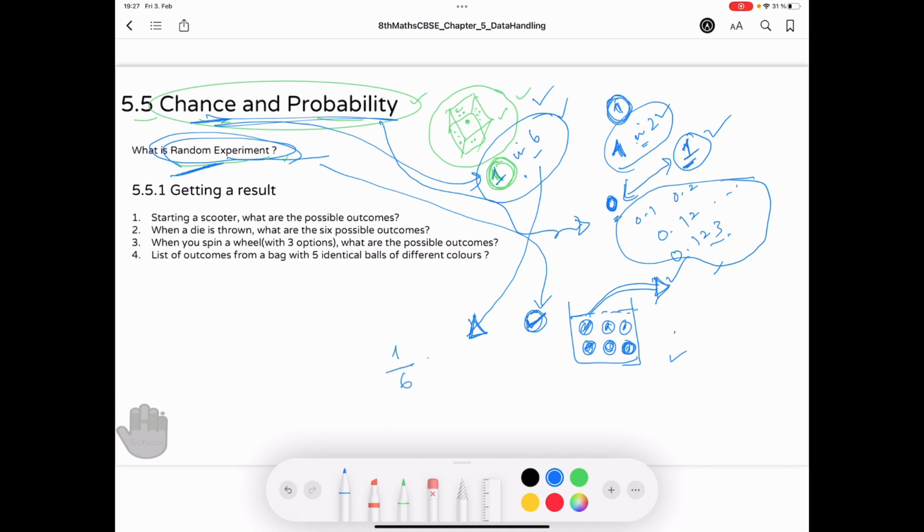Okay, so which is close to 0.166666 probably, so which is kind of 0.17. Okay, so this is the probability.